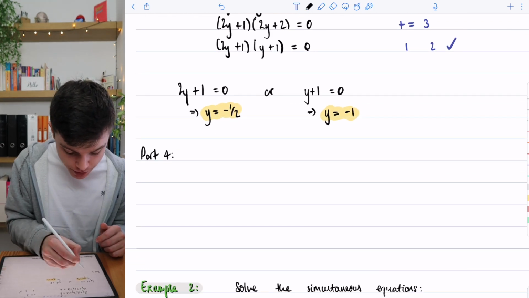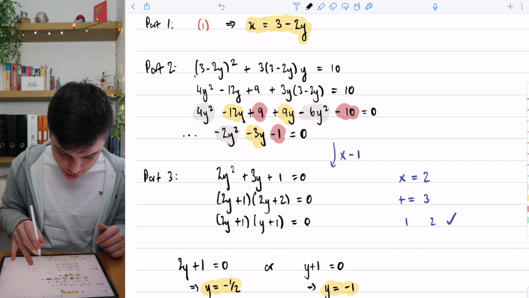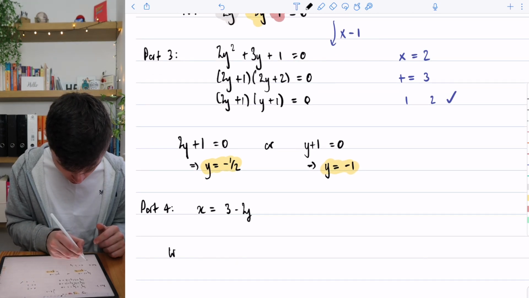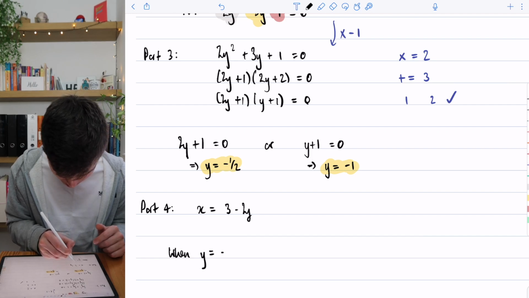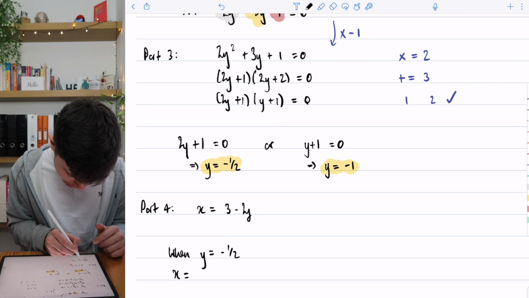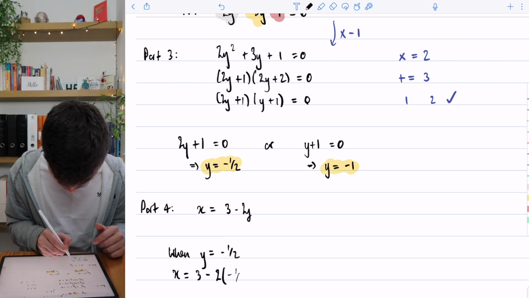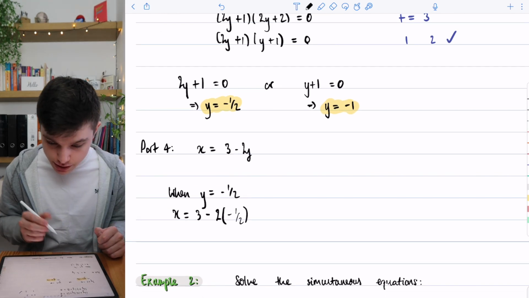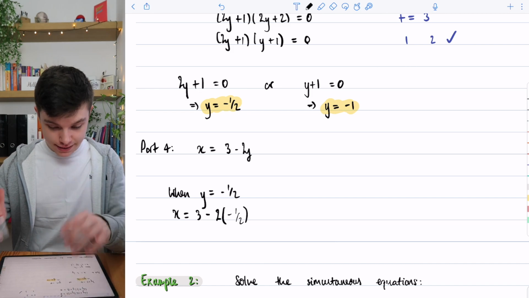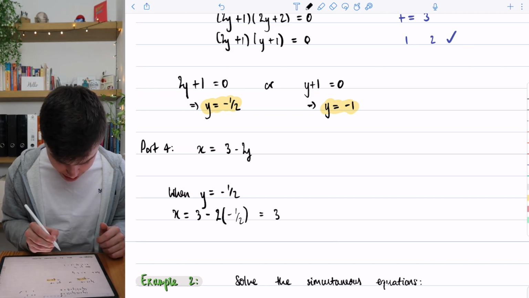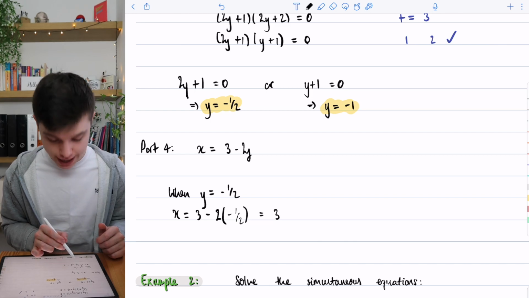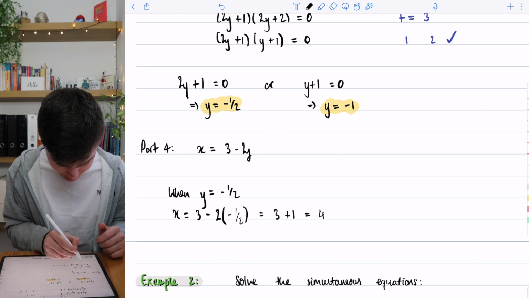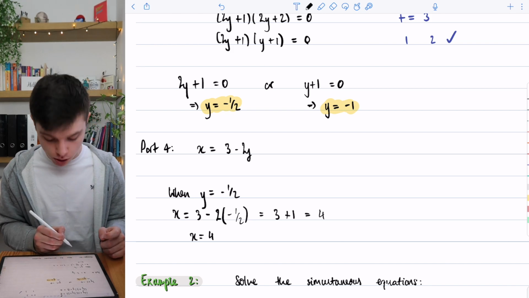So we know here that x is equal to, is it 3 minus 2y? Yes, it is. 3 minus 2y. And so when y is equal to minus a half, x will be equal to 3 minus 2 times minus a half. Let me just check that is correct. Yes, it is. The minus and the minus will cancel, and the 2 will cancel to give me 3 plus 1, which is 4. So that tells me that x is equal to 4.